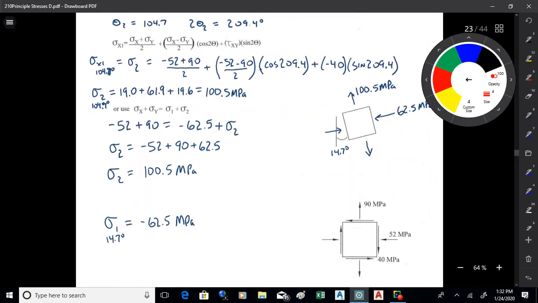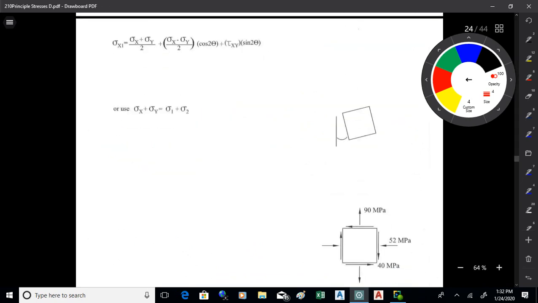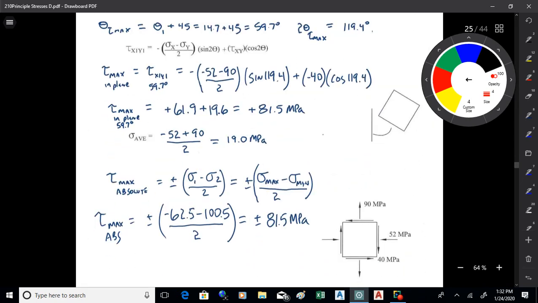Okay, so there's the sketch that we came up with. Now we can also come up with the maximum in-plane shear too. And so what you do to find that is you take one of your angles. We're using theta 1, that first angle we found, 14.7. Add 45 to it. That's where the maximum shear stress acts. So the maximum shear is always 45 degrees off of the principal planes, always.